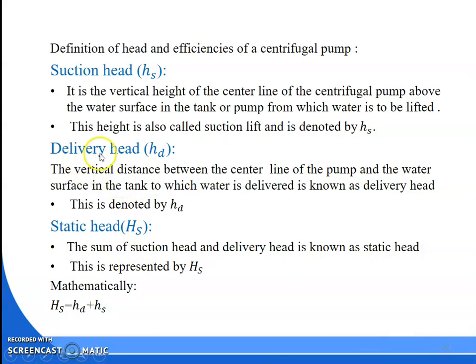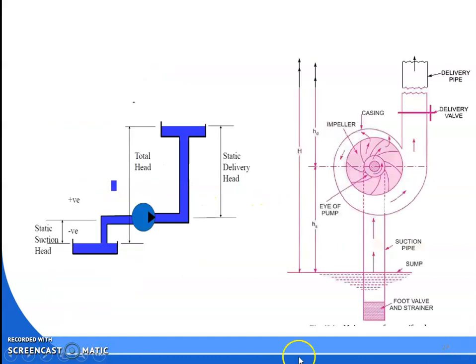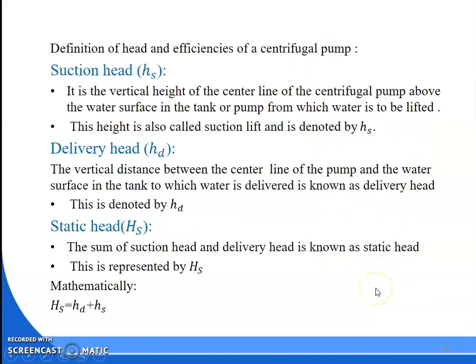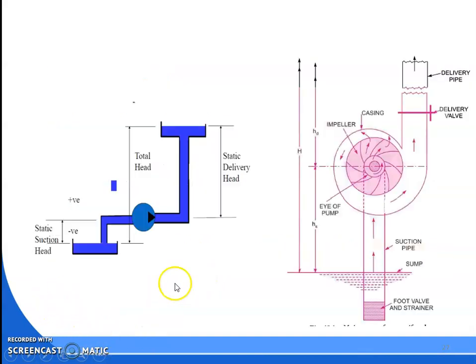Suction head. Delivery head is the vertical distance between the center line of the pump and the water surface in the tank to which the water is delivered. So from where the water will be lifted, the sump, from here to the center line, that is suction head. From the center line up to where the water is to be delivered, that is which head? Delivery head. Then static head, capital HS, is the sum of suction and delivery head. So HS is equal to Hs plus Hd, delivery head.